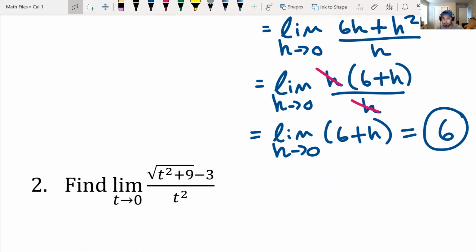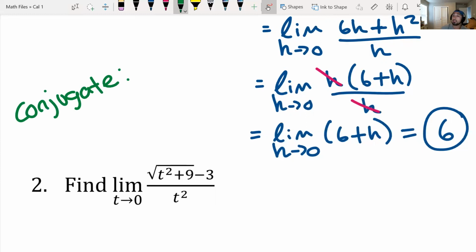And when I say algebraically, I said to think of the conjugate. Remember what the conjugate is, right? This means that if I have a plus the square root of b, the conjugate would be a minus the square root of b, or the other way around. If it's a minus the square root of b, the conjugate would be a plus the square root of b. So the only way to evaluate this limit is to multiply it by the conjugate. And we are going to conjugate the numerator, okay? We will conjugate the numerator.